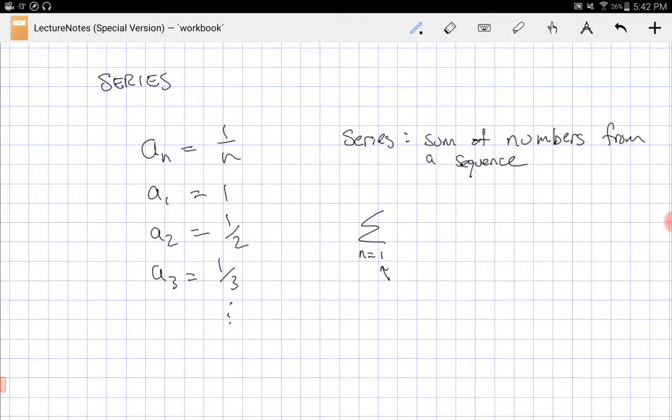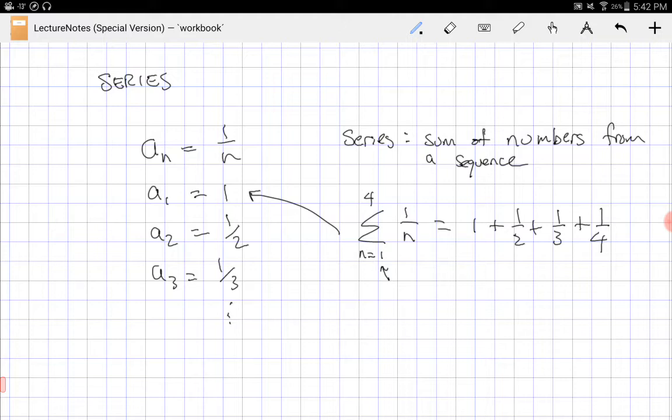So this is the first term that we're starting to add from, and then we can write 1 to 4. This would mean that we are adding the first 4 terms of our sequence. For example, if we have the sum from n equals 1 to 4 of 1 over n, that means we have a1, which is 1, plus a2, which is a half, plus a3, which is 1/3, plus a4, which is 1/4. And this will give us some finite number.